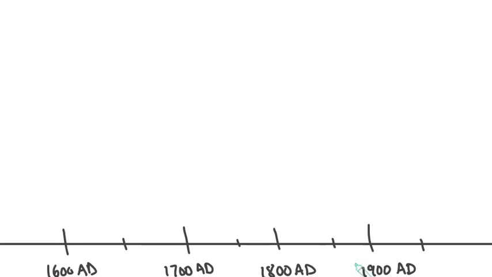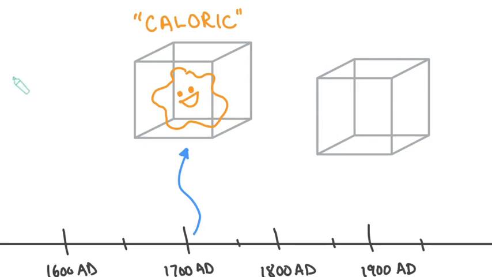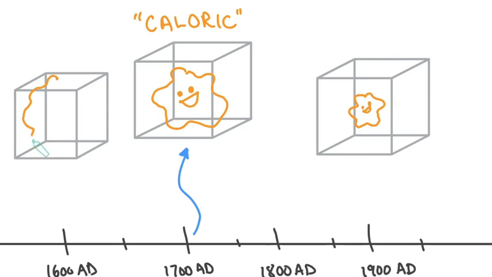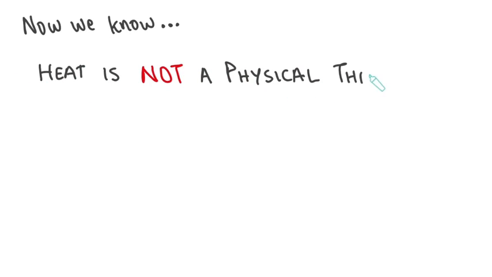In the 1700s, people thought that heat consisted of a weightless fluid, which they called caloric. More caloric meant more total heat content. And heat flowed naturally from objects with more caloric to less caloric, from hot to cold. We know today that heat is not actually a physical thing.